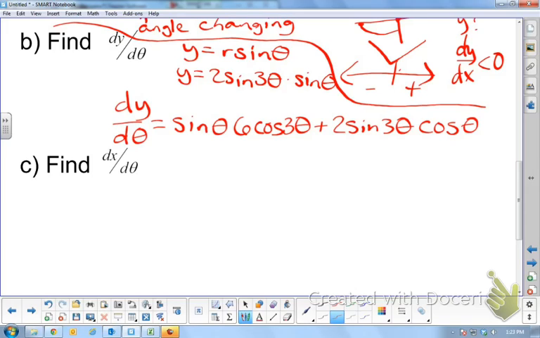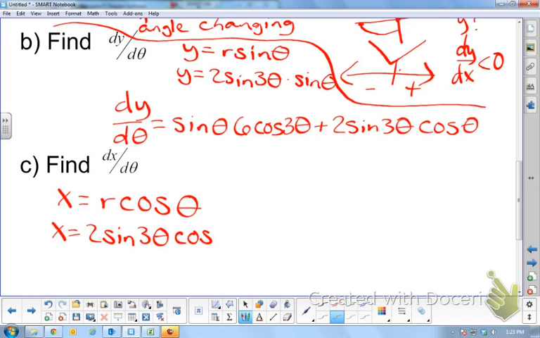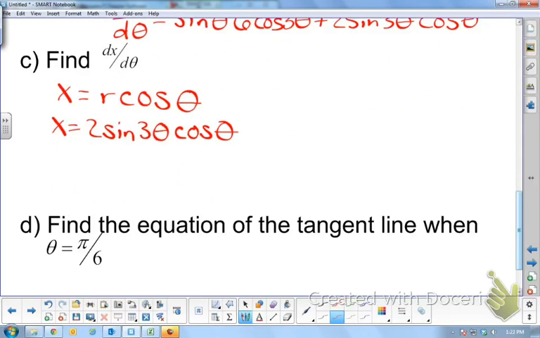Okay, now we need to do the same thing to find dx d theta. What do we know about x? It equals r cosine theta. And what do we know about r? 2 sine 3 theta. So again, we do product rule. It's going to look very similar to what we had there. Well, pro-chain, I guess.